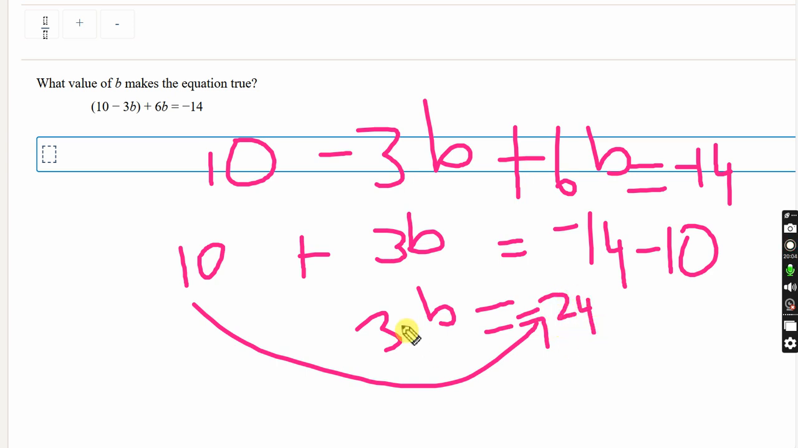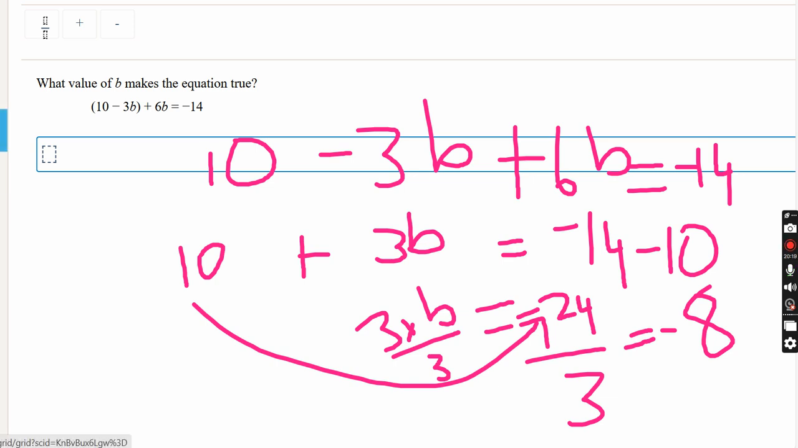You divide here because it's multiplication. So we divide here by 3, we divide here by 3. Negative 24 divided by 3, you follow the rule, different signs, then the answer will have a negative. So it will be negative 8. So the answer is negative 8 here.